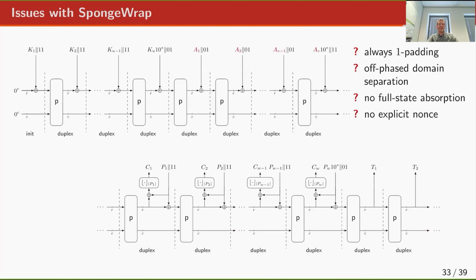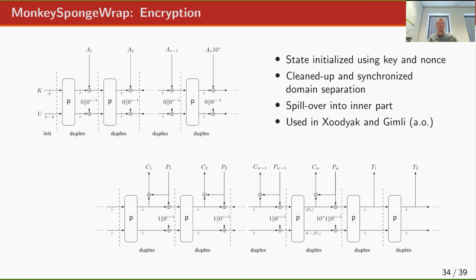Also, there is no explicit nonce. The nonce is hidden in the associated data, which is fine. I mean, what's the difference between the nonce and associated data? And the key is blockwise, but nowadays we know you can do full state absorption. You can just initialize the state with the key. If you take this all together, what we get is, in 23, I described this MonkeySpongeWrap. A MonkeySpongeWrap is nothing else than the MonkeyDuplex with SpongeWrap as the duplex. And it's cleaned up.